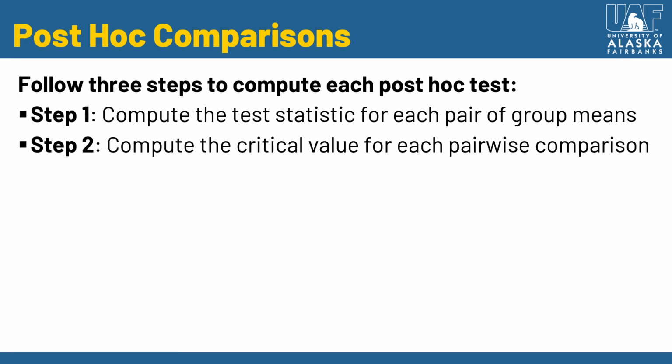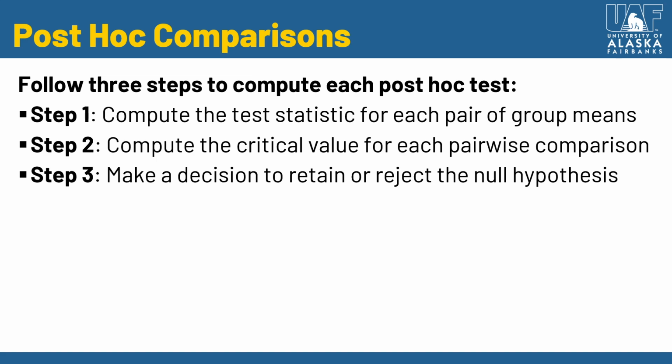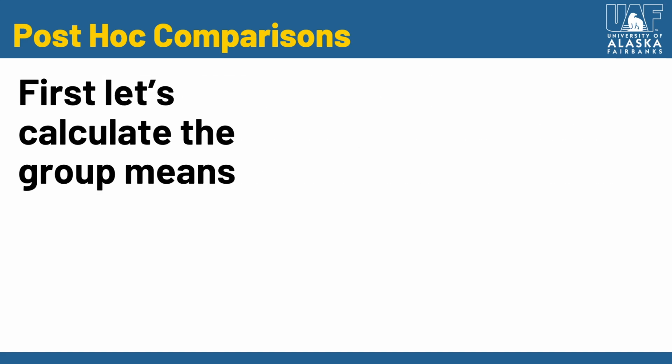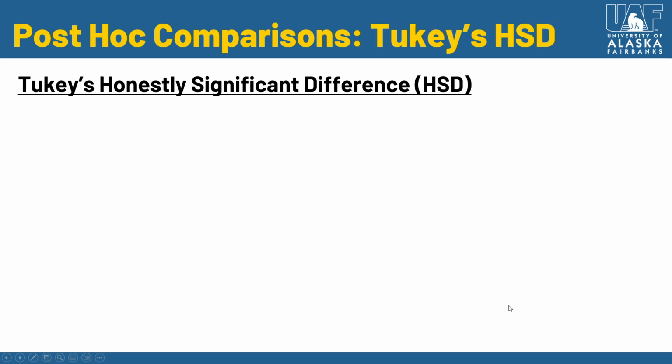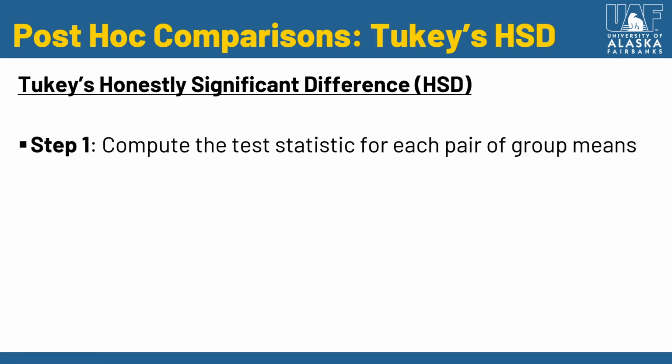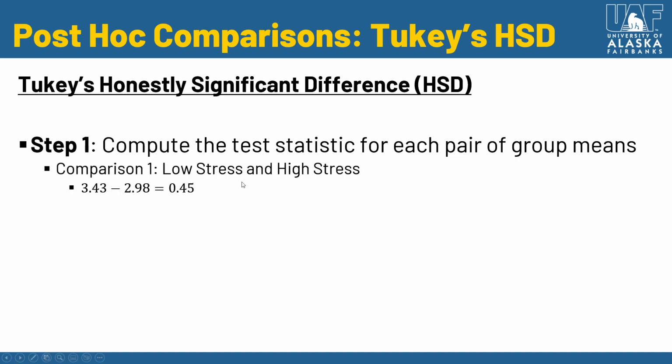And so to compute each post hoc test, there's basically 3 steps. We'll just walk through these, but these have to do with the group means. So first, let's go back and calculate those in case we haven't already. So in other words, we'll just calculate the means from our values on the table. And so we'll get a mean of 3.43 for low, 3.3 for moderate, 2.98 for high. And then we'll use those in the first step, which is to compute a test statistic for each pair of group means. And here we're literally just subtracting the means from one another, right?